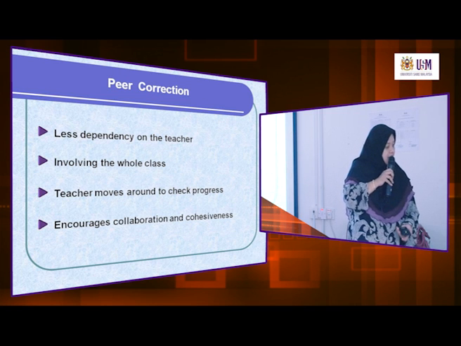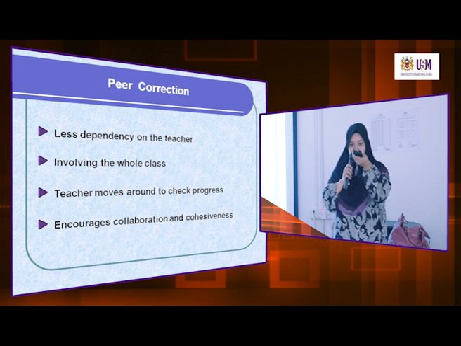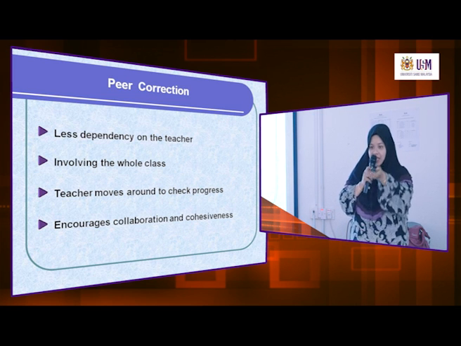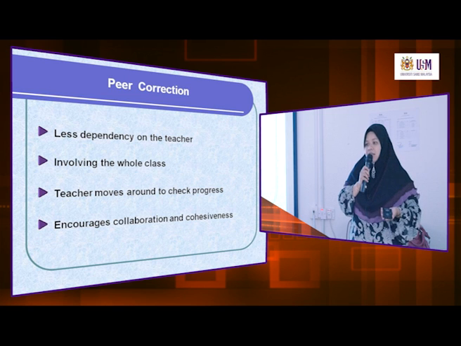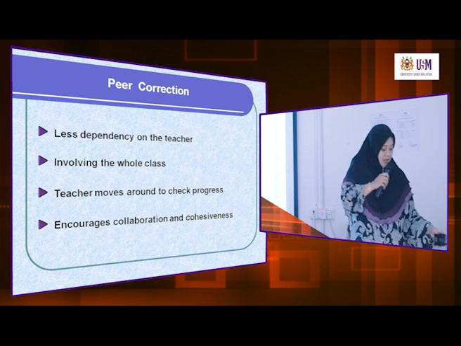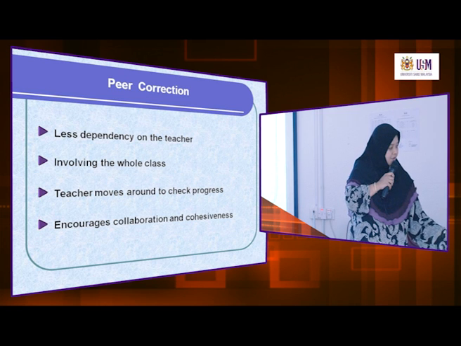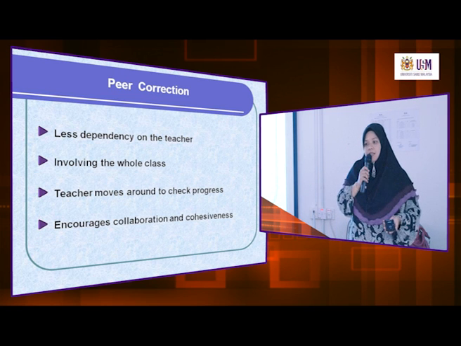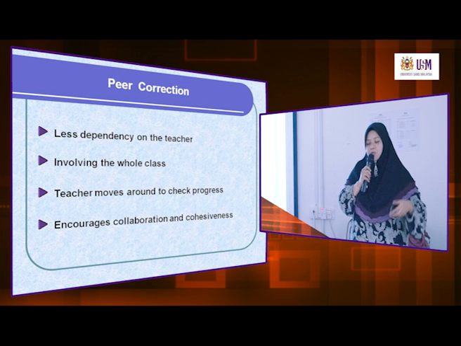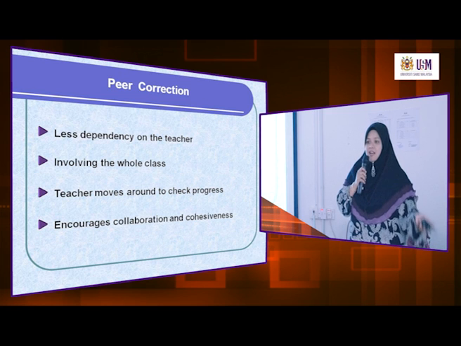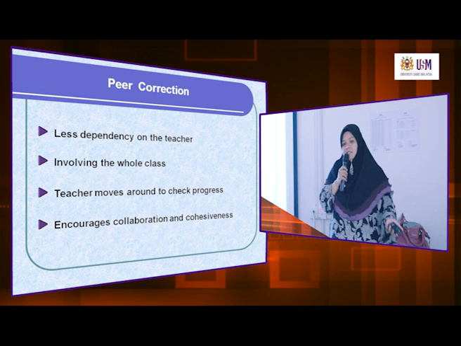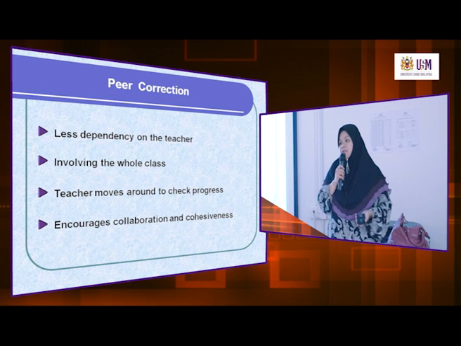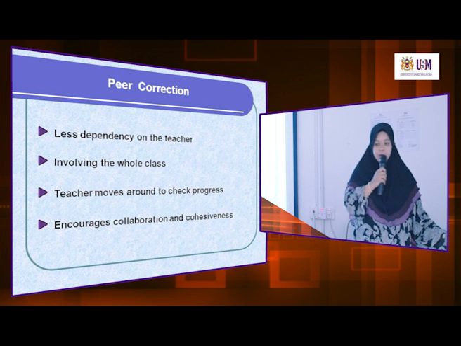Okay? Teacher moves around to check progress. As you said just now, sometimes your teacher has to go and see whether the couple or the pair is compatible. If not, then you have to change. Okay, teacher has to move around and check progress. And teacher should encourage collaboration and cohesiveness. Meaning that maybe students who are good in word errors help students who are not so good. And then in the next round, the other students who are good in other types of errors help the ones who are not so good in that type of error. So cohesiveness and collaboration will help students to amend their errors.